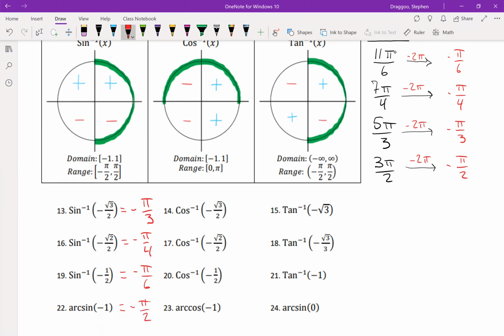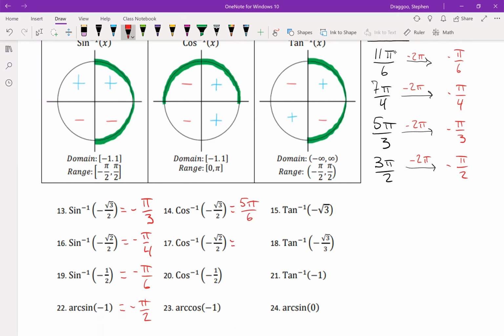And then we'll go get the cosine values. And again, we're looking at all of the negative values here. So we're going to do the cosine inverse of each negative value. And so for cosine, I'm going to be looking into that second quadrant. So I need an angle with a cosine value of negative root 3 over 2. That should be 5 pi over 6. So that'll be in the second quadrant.